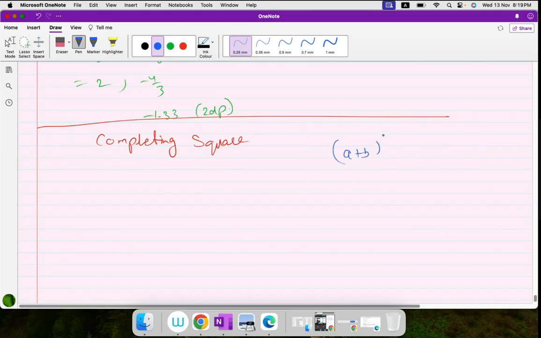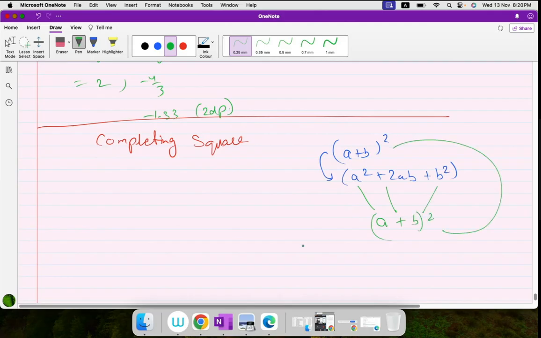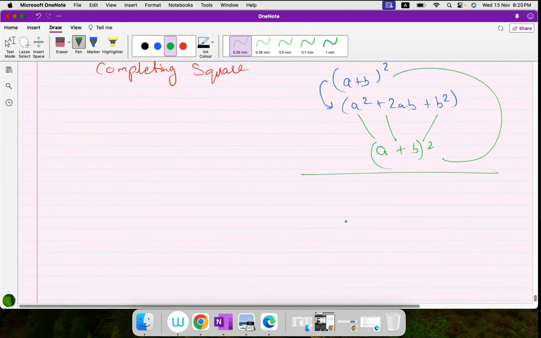If I write (a plus b) whole square, this is a square plus 2ab plus b square. We used to do it this way. Now we are going to do the reverse of that. We copy that a, we copy that positive sign, we copy that b and whole square. So basically the reverse of it. And sometimes we'll have a negative sign in between. That is (a minus b) whole square, which is a square minus 2ab plus b square. And we copy that a, we copy that negative sign, copy that b and whole square.